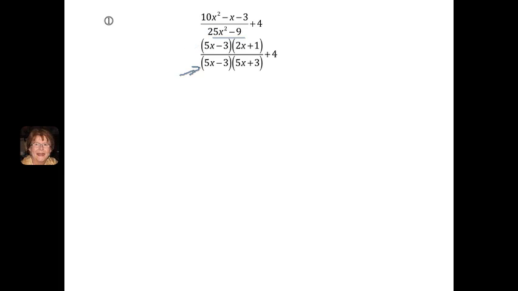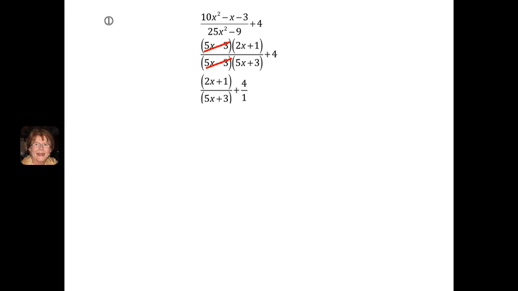So a reminder, the first step is always to factor both numerators and denominators. The next step, if there are, in one fraction, and this is one fraction, one rational expression, factors that are identical, we can eliminate them. And that's what I've done here. I've eliminated 5x minus 3 with 5x minus 3 because those factors are identical. So what am I left with? 2x plus 1 over 5x plus 3.